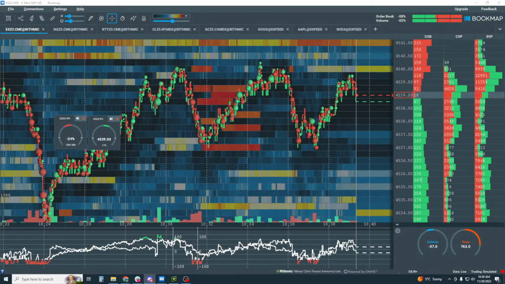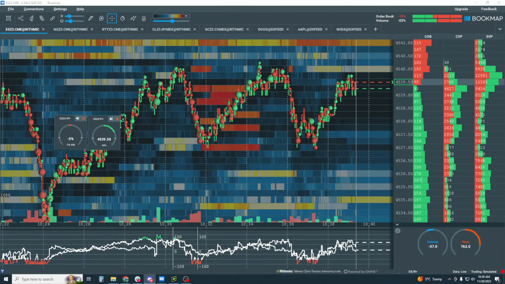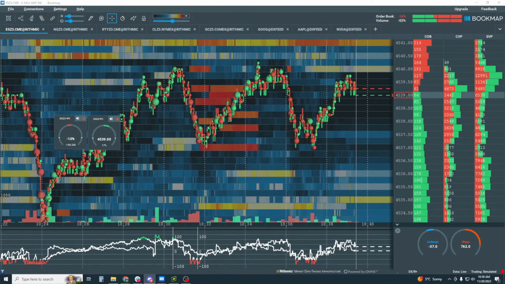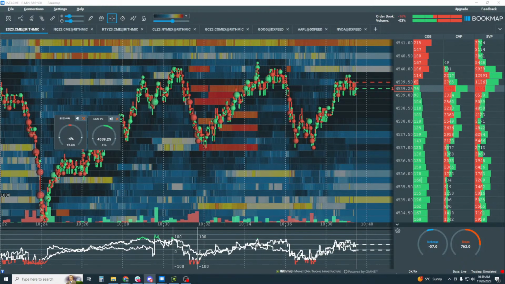Any questions on this? It's a great way to use this tool. Just do your back testing.